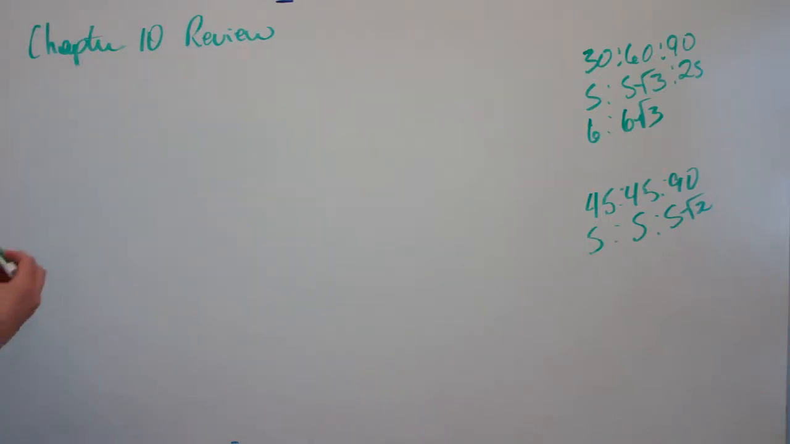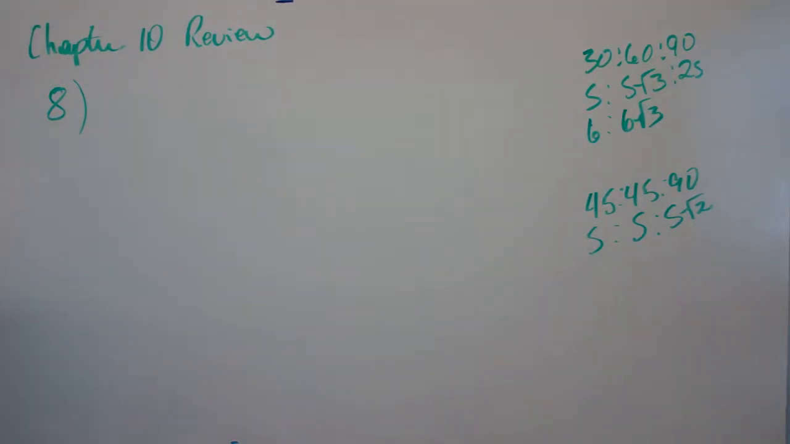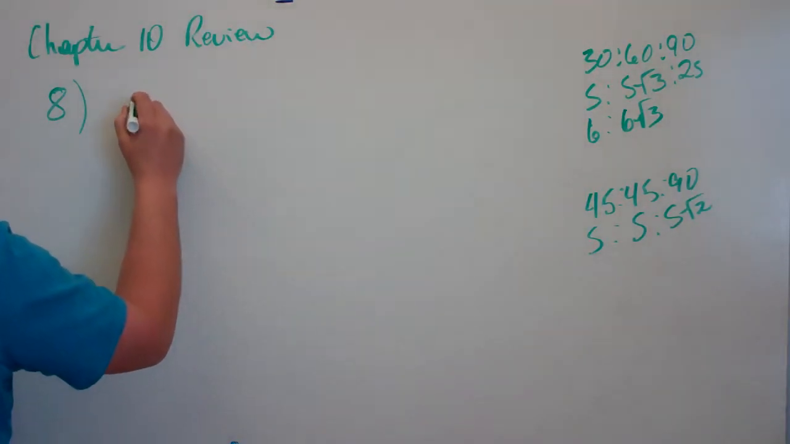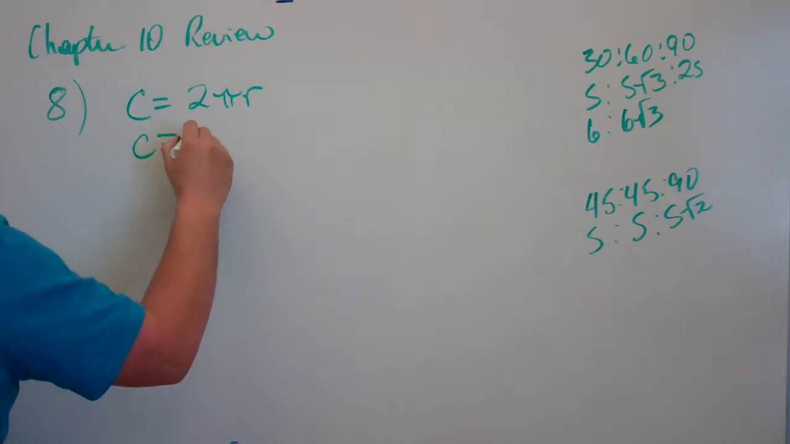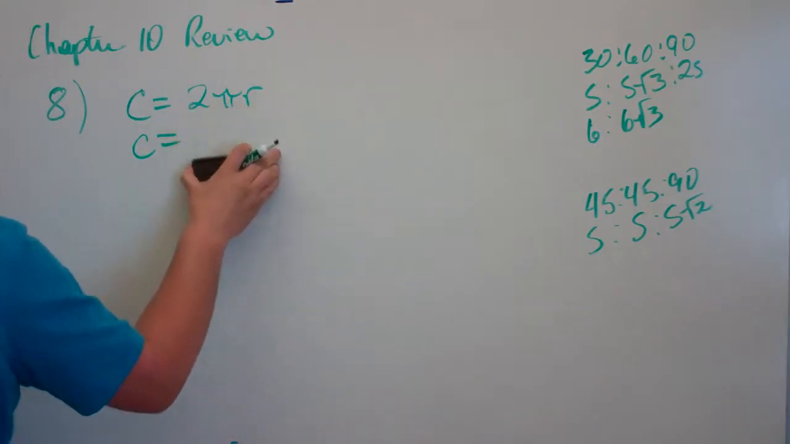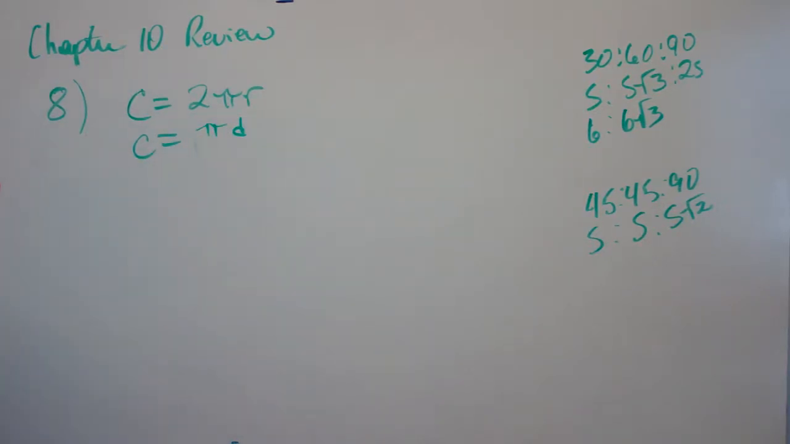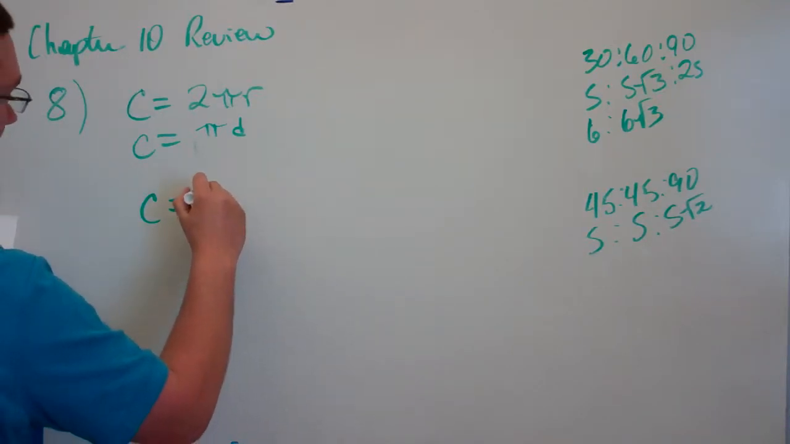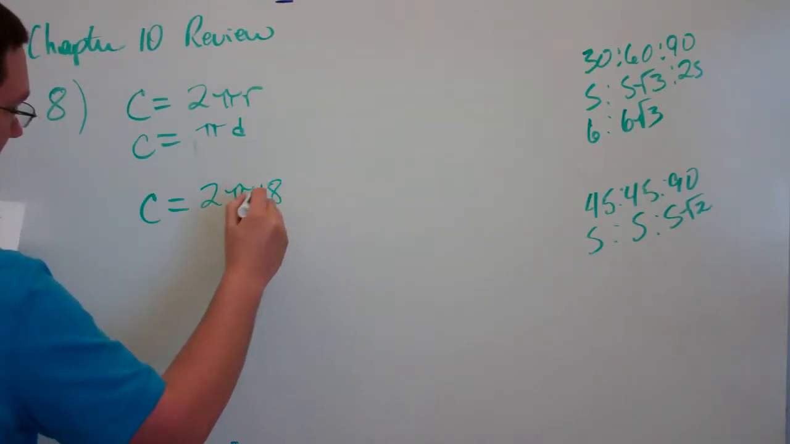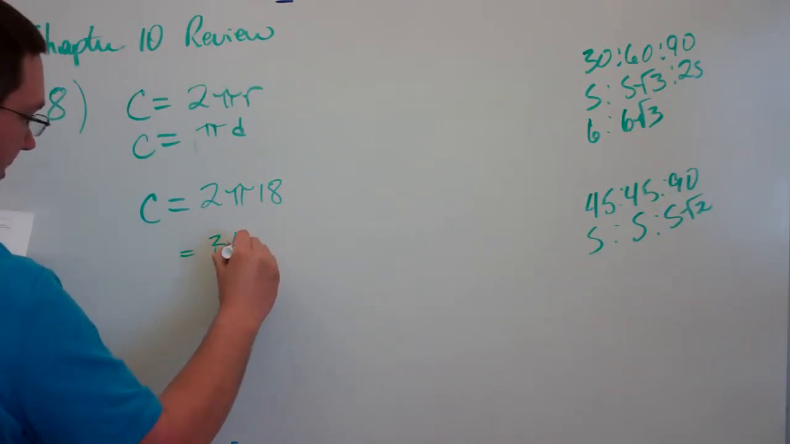Number 8. Number 8 deals with this circle right here. Alright, what is the circumference of that circle? Well, circumference equals 2 pi r, or pi times diameter. Well, if you notice, we have the radius. Radius is 18. So we're going to do 2 pi times 18. 18 times 2 is 36 pi.